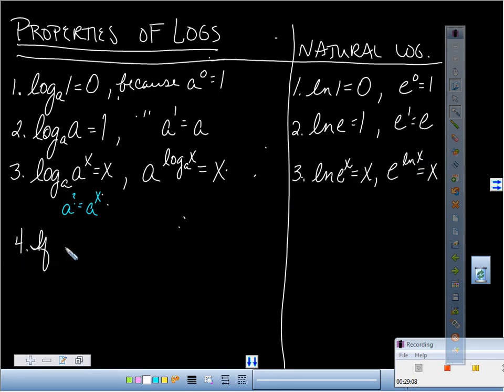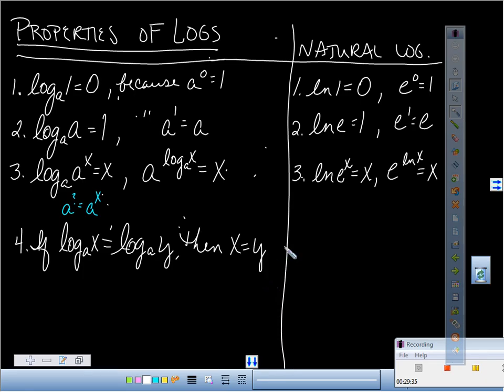Here's the last one. You know this one. If log base A of x is equal to log base A of y, then what? Yeah, x is equal to y. Same thing. Over here it's going to say if ln of x is equal to ln of y, then what else is going to be true?